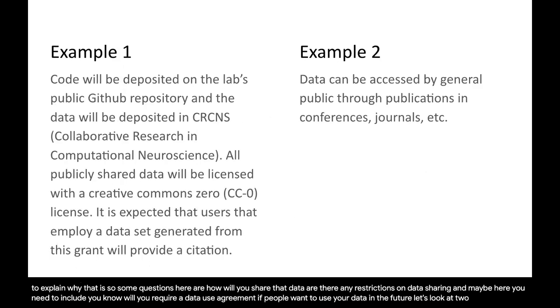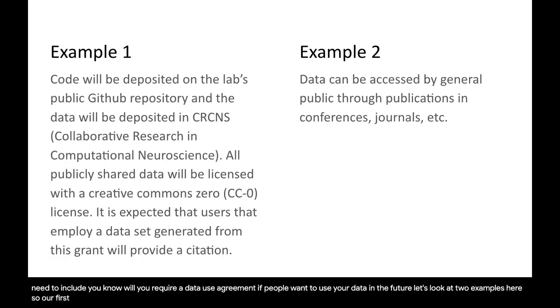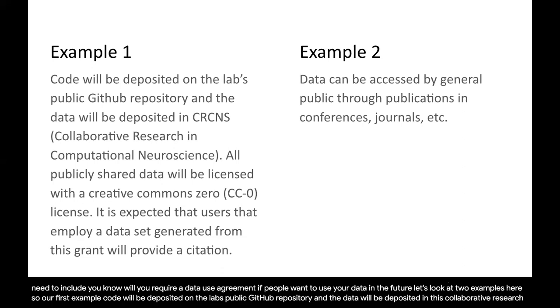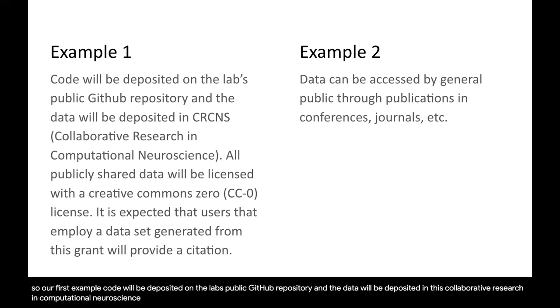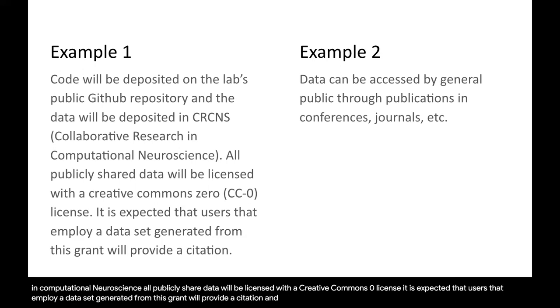Let's look at 2 examples here. So our first example, code will be deposited on the lab's public GitHub repository, and the data will be deposited in this collaborative research in computational neuroscience. All publicly shared data will be licensed with a Creative Commons 0 license. It is expected that users that employ a data set generated from this grant will provide a citation. And then our example 2, data can be accessed by general public through publications in conferences, journals, etc.